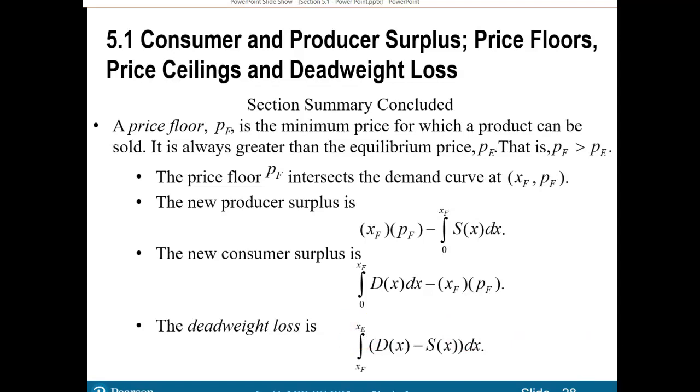All right, so that then is the end of section 5.1.